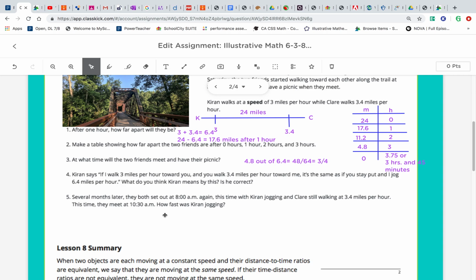And is he correct? Well, 6.4 should be familiar because remember, that's what we covered in 1 hour. We covered 6.4 miles, right? It was the 3 and the 3.4. So there's something to what he's getting at. Let's see if we can figure out what he means.